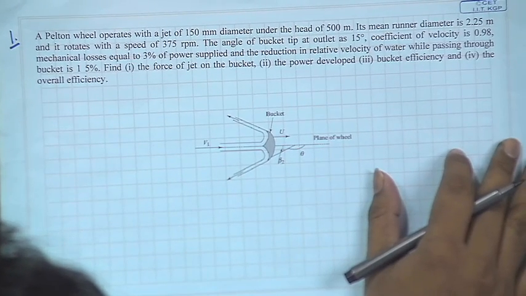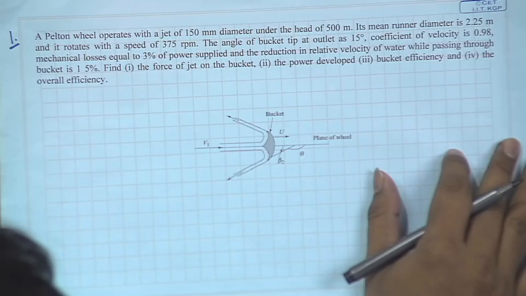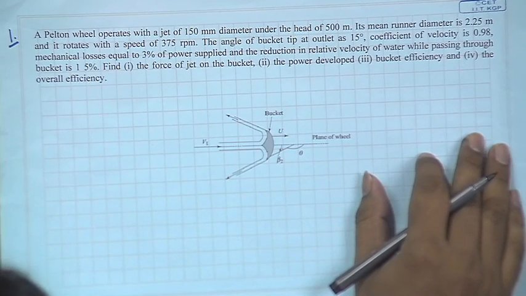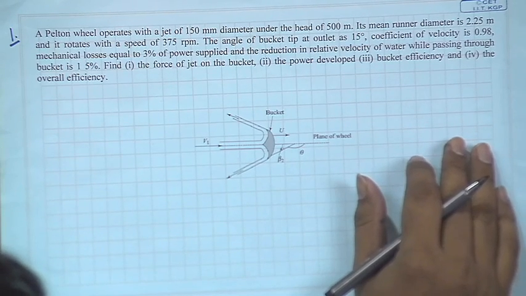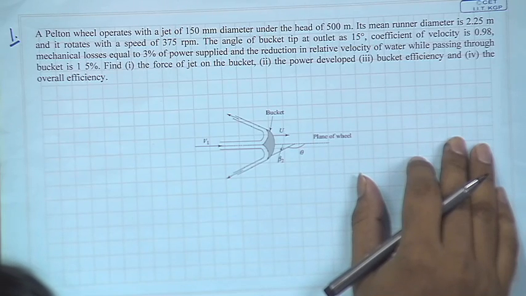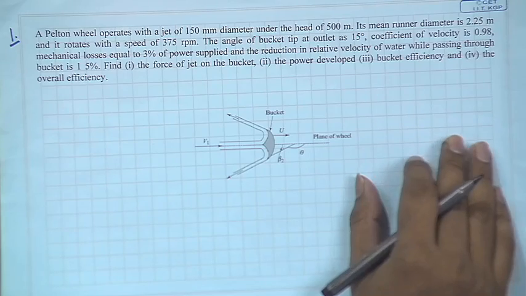Its mean runner diameter is 2.25 meter and it rotates with a speed of 375 rpm. The angle of the bucket tip at the outlet is 15 degree. The coefficient of velocity is 0.98. The mechanical losses equal to 3% of power supplied, and the reduction in relative velocity of water while passing through the bucket is 15%. So we have to find the force of the jet on the bucket, the power developed, the bucket efficiency, and the overall efficiency.